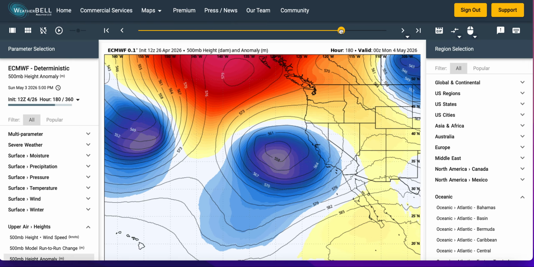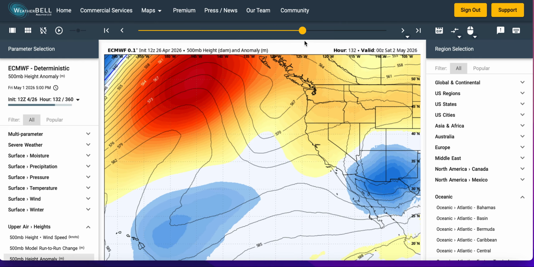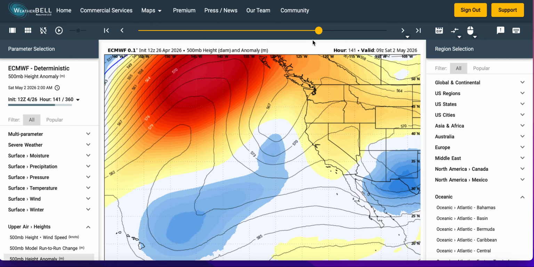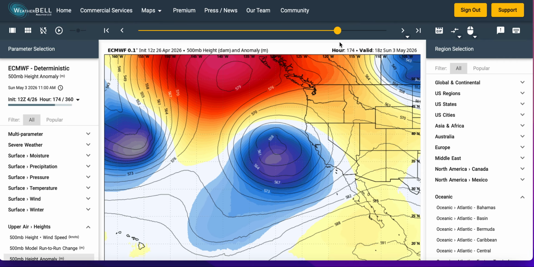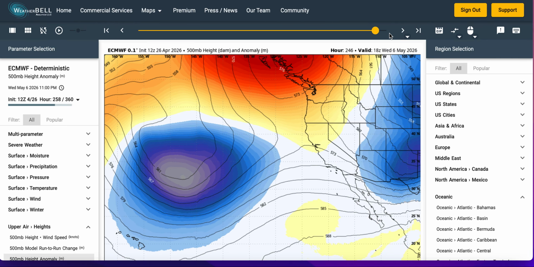In my next briefing, I'll address this further as we get closer to this potential next weather system, and then we'll be able to talk a little more in depth about that.